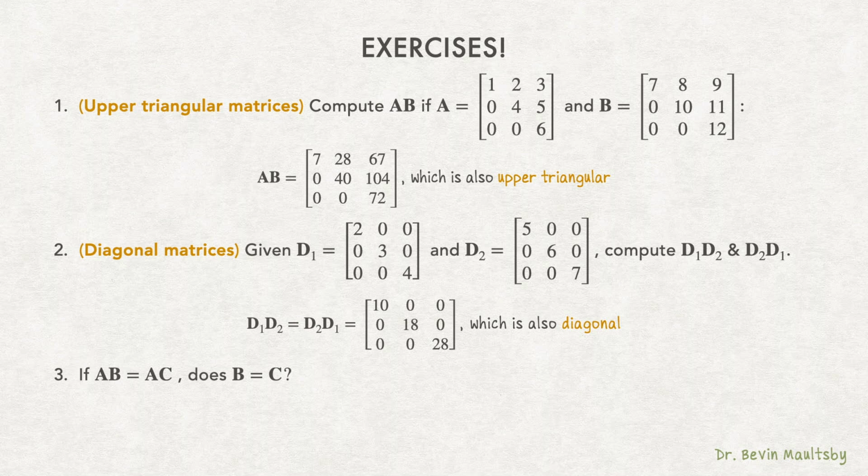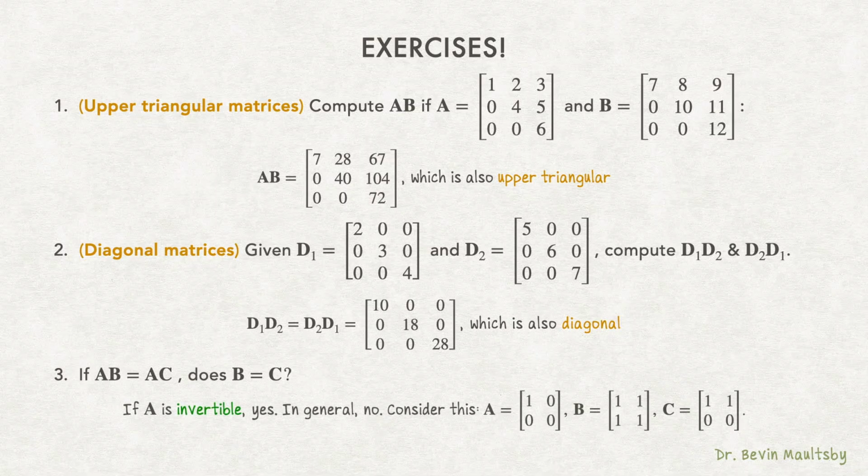The answer for number 3 is no. Matrix multiplication does not have cancellation. If it happened that A was an invertible square matrix, then you could take the equality AB equals AC and multiply it from the left by the inverse of A to basically cancel out A. Otherwise, the statement is not true. So here's a counterexample. Look at these 3 2x2 matrices and not only recognize that AB equals AC, but try to think about how I came up with this counterexample.